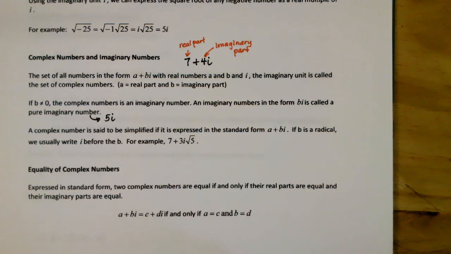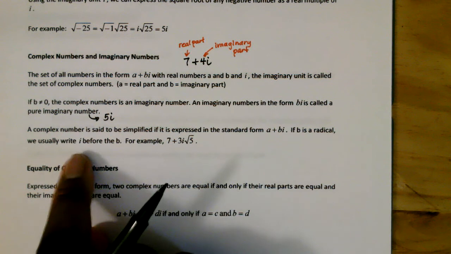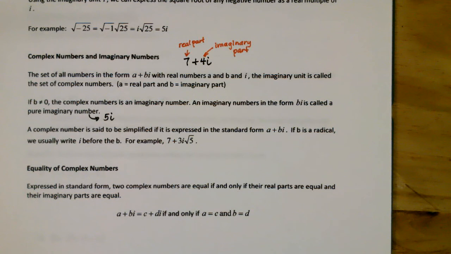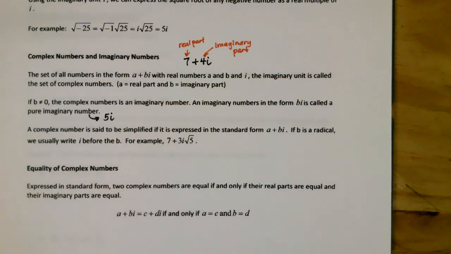Also, a complex number is said to be simplified if it is expressed in the standard form of a plus bi. Now, if b is a radical, then we usually write the i before the b. In other words, if we have something like 7 plus 3i times the square root of 5, it would be best to put the i in front of the radical as opposed to putting it behind it, because people could get confused on whether that i is underneath a radical or not. So to avoid that, we'll put the i in front of the radical.